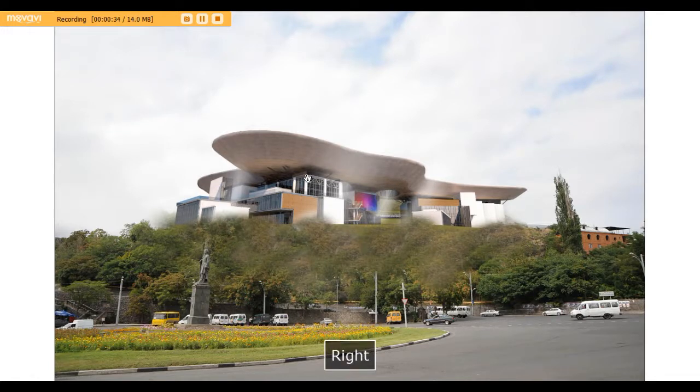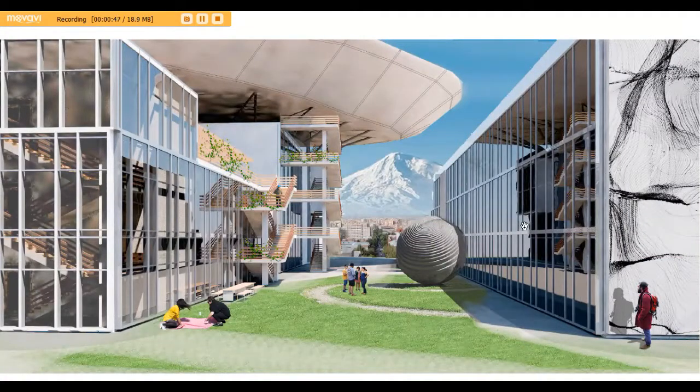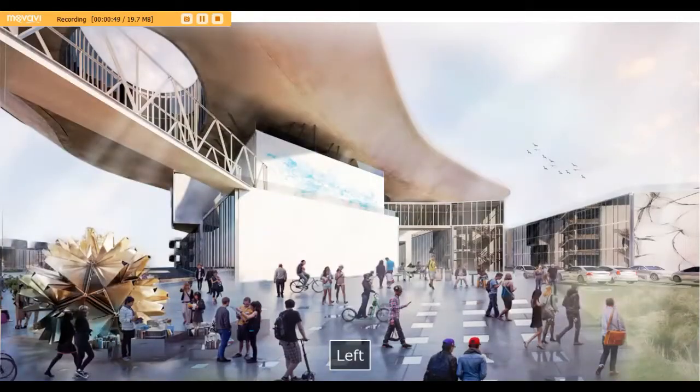So as you can see, here it goes, this big cloud-like part of the building. It's quite big, and it's definitely going to have a different type of structure than the rest of the buildings here.